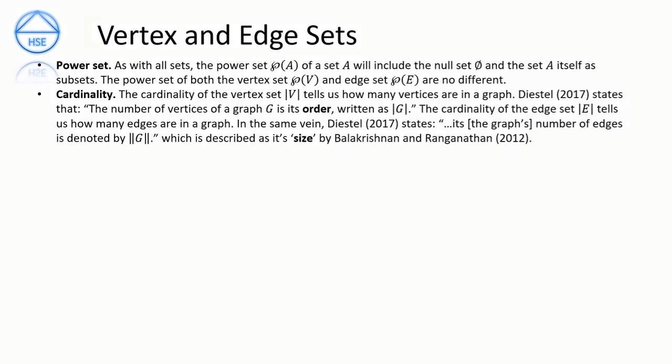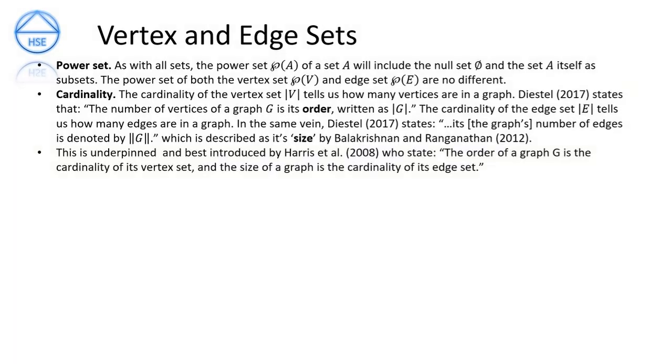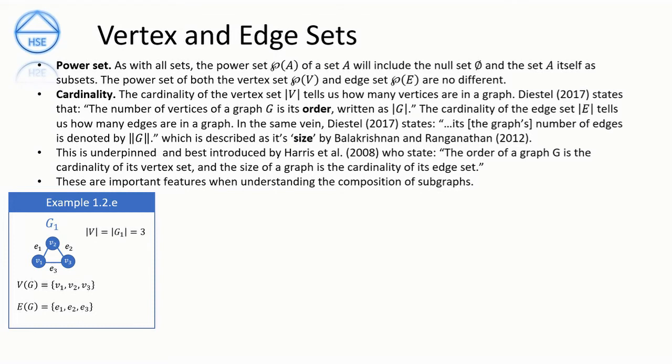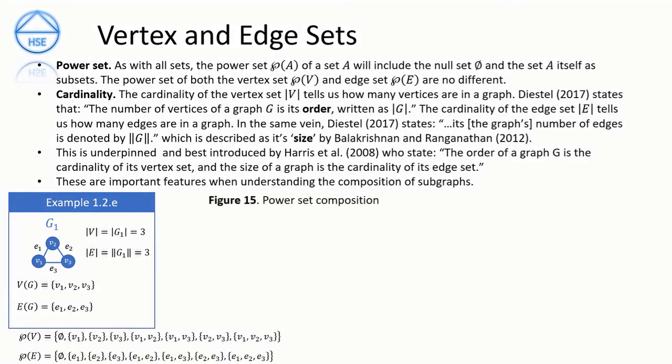This is underpinned and best introduced by Harris et al. 2008, who state the order of a graph G is the cardinality of its vertex set, and the size of a graph is the cardinality of its edge set. These are important features when understanding the composition of subgraphs. Example 12e shows a simple graph G1 which has 3 vertices and 3 edges. The vertex and edge sets for G1 are shown below in the graph. The cardinality of the vertex and edge sets, which represents the order and size of this graph, is also shown in example 12e. The power set of the vertex and edge sets are also shown below in example 12e.